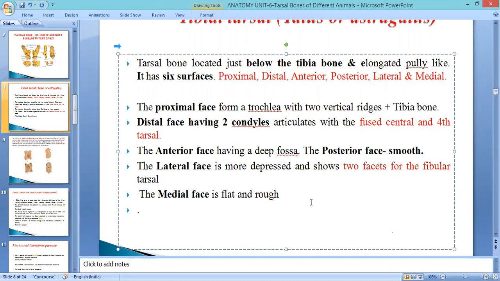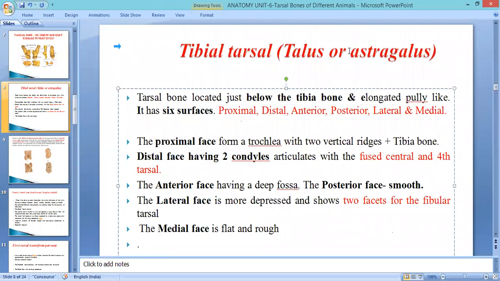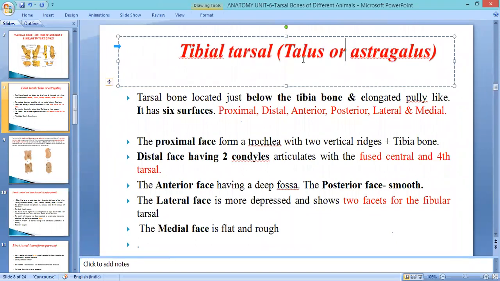For the description of this bone, the tibial tarsal bone, if anybody asks you, the question may come for 2-3 marks. First you describe: it is the second largest bone of the tarsal bones and is located below the distal end of tibia and above the central plus fourth fused tarsal. For description, it has surfaces: proximal, distal, anterior, posterior, lateral, and medial.